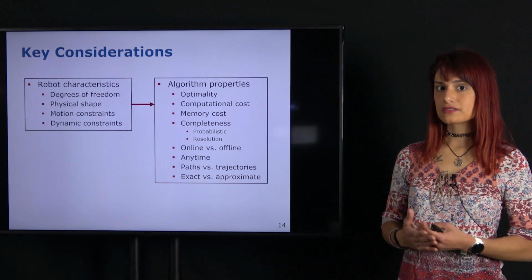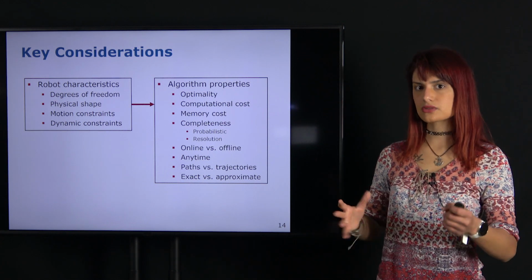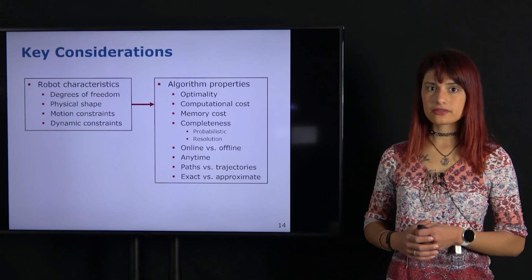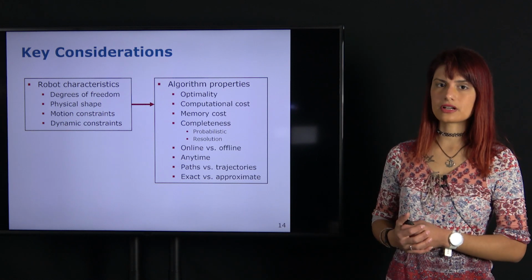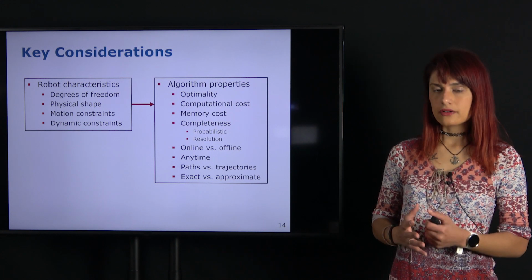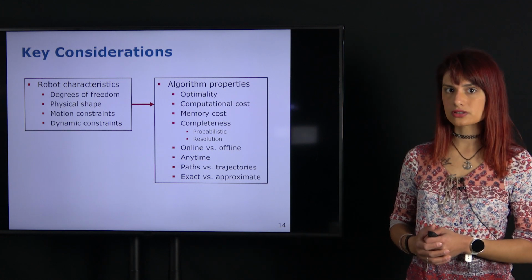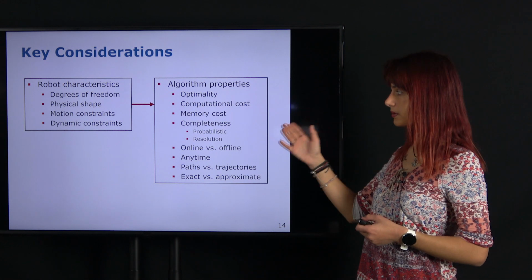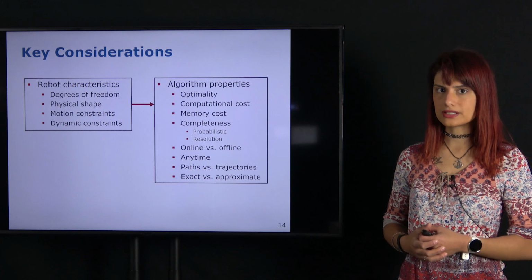Another aspect is resolution completeness. This is very relevant, for example, for grid-based planners where we have to discretize the environment. What resolution completeness tells us is that if we discretize the environment finely enough, we're able to find the solution. That's a resolution complete planner. So if we have a sufficient resolution, then we are able to find the solution. And it's important to note that not all algorithms are probabilistically complete and resolution complete. This is something that we need to consider.